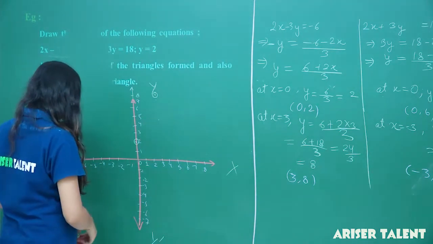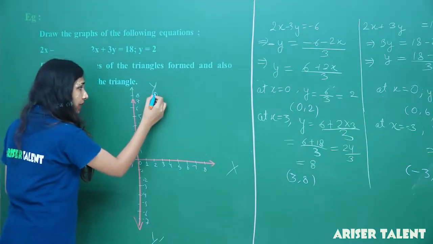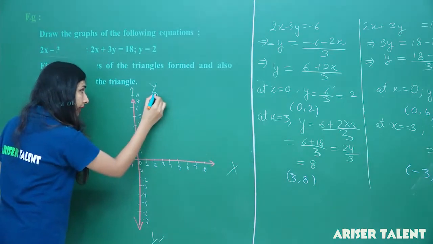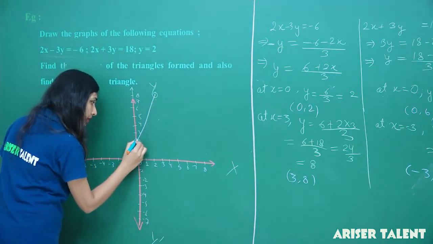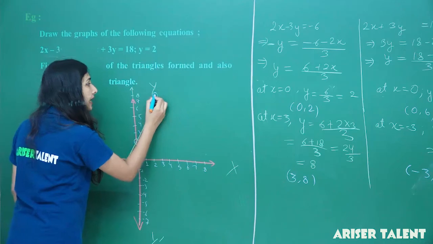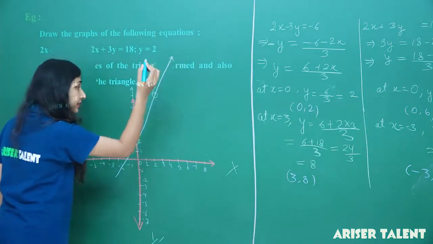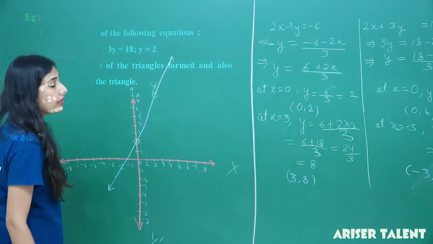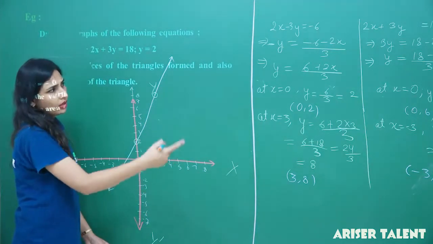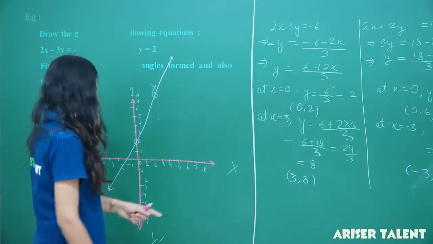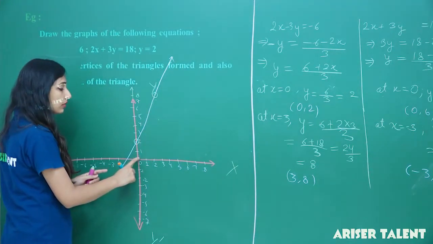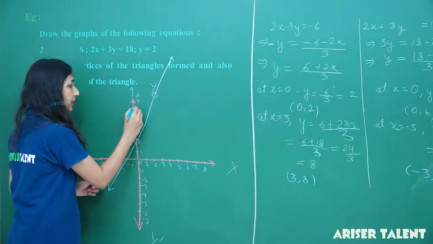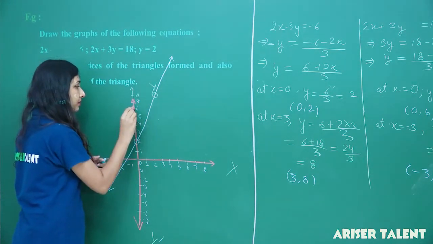Now what we will do? We will just meet these two points, and form a line here. Right. Now about the second one, minus 3. Before that, 0 and 6. Now this is 0. Now 6, that is y. That will be here. So this point is that point.